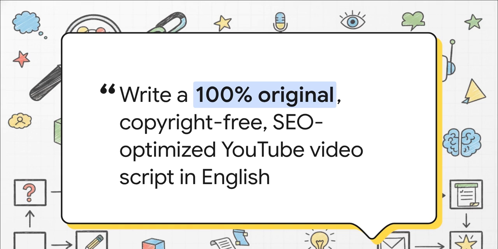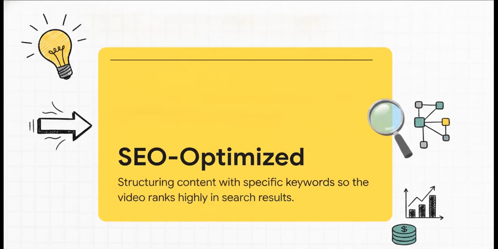The really crucial point here is that the prompter isn't just asking for good writing, they are actively enforcing marketing standards right into the generation process itself. By demanding an SEO-optimized script, the AI knows it needs to organically weave in relevant keywords, like, say, wealth building or budgeting, for example, that the target audience is actually typing into the search bar. It ensures the content isn't just good, it's highly discoverable.